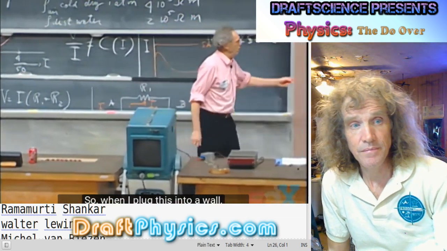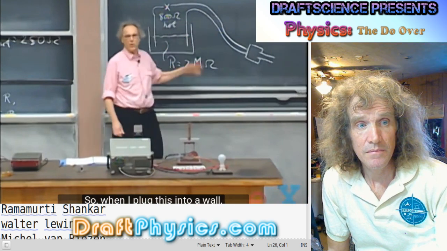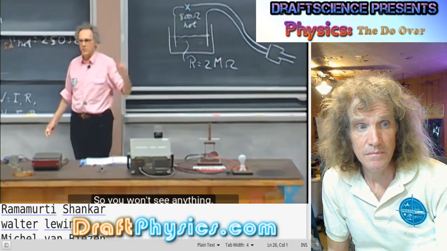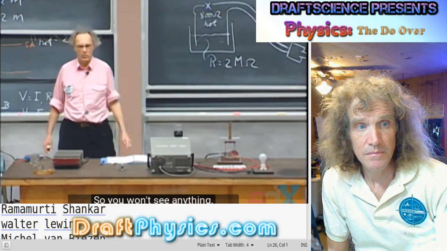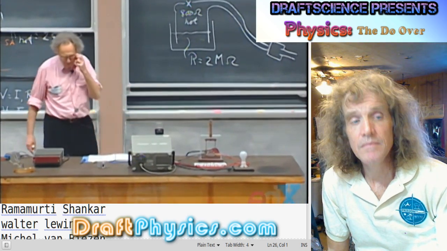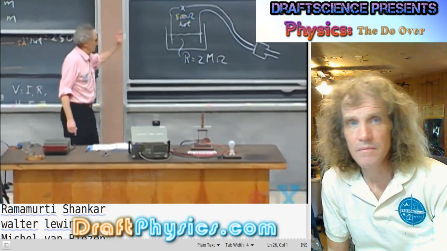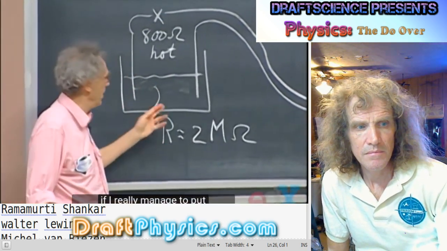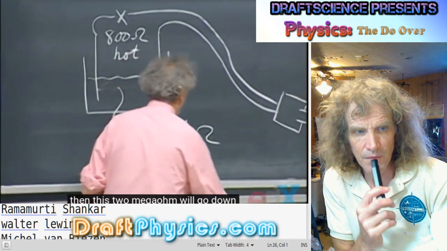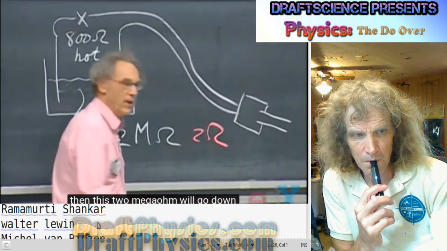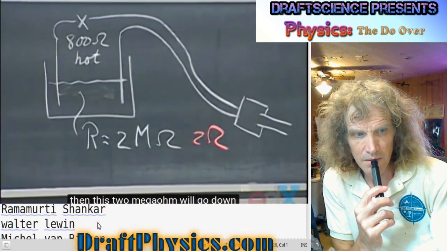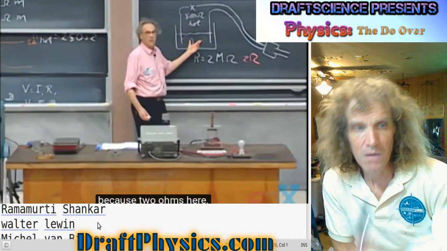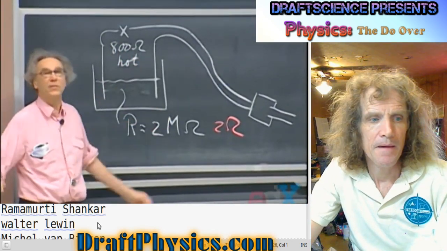So when I plug this into the wall, the current that will flow is extremely low because it has to go through the 800 ohms and through the 2 mega ohms. So you won't see anything. The light bulb will not show any light. But now, if I put salt in here, if I really manage to put 3% in weight salt in here, then this 2 mega ohm will go down to 2 ohms. A million times less. So now, the light bulb will be happy like a clam at high tide because 2 ohms here plus the 800, the 2 is insignificant.